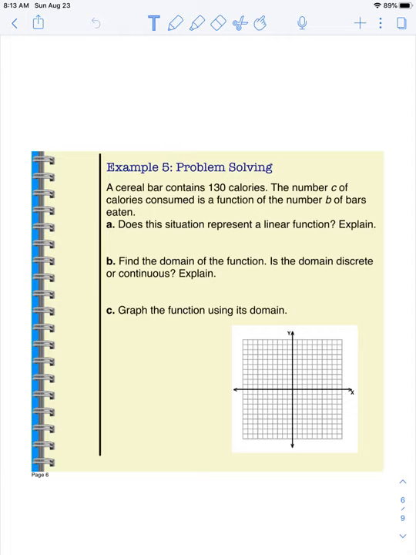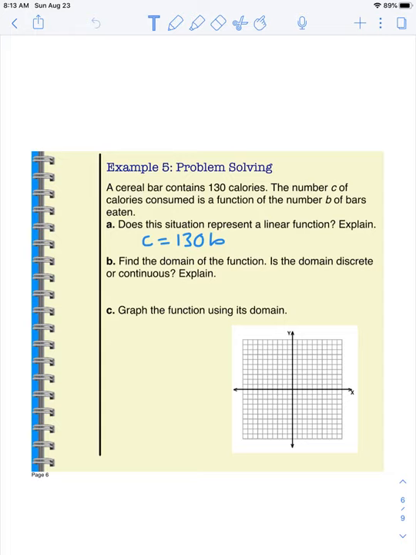The calories depend on the bars, and we can actually write this as, okay, a cereal bar contains 130 calories, so calories is going to be dependent on 130b, or 130 times the number of bars you eat. So find the domain of the function. Is the domain discrete or continuous?